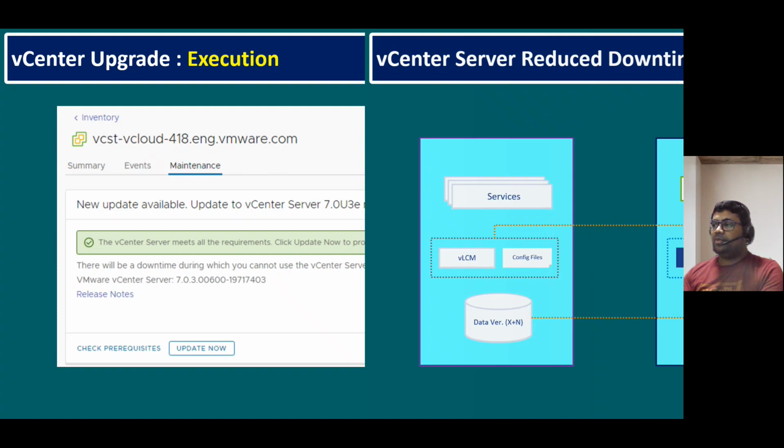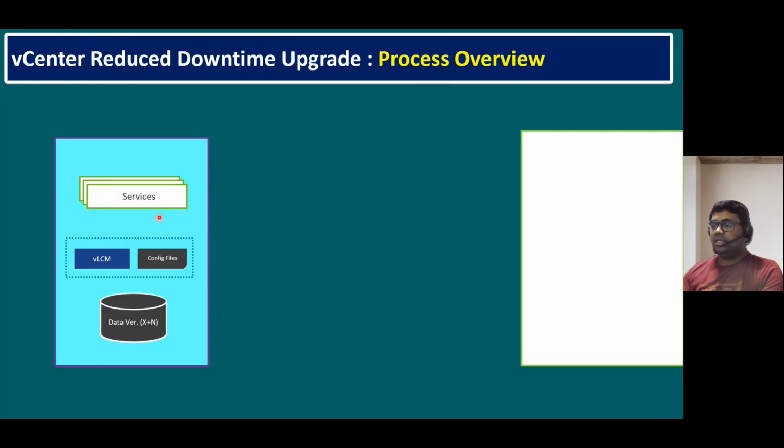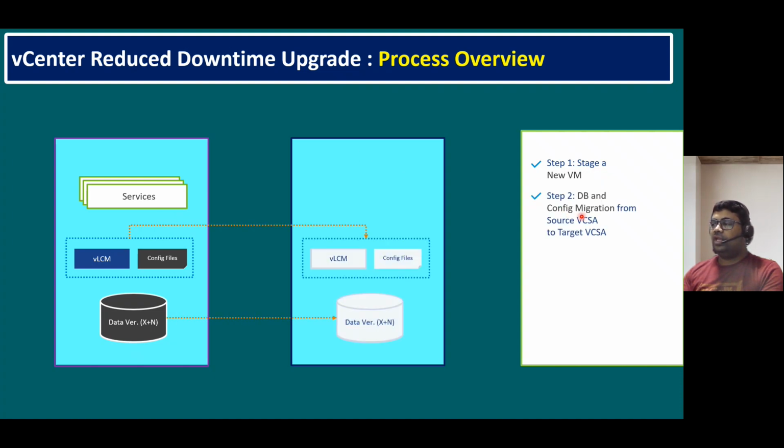Okay, now let me try to explain the upgrade process here. vCenter Server uses a reduced-downtime upgrade. The procedure mainly involves 3 steps. Migration-based upgrade minimizes downtime and applies to VMware Cloud on AWS and vSphere Plus. Let's say within our vCenter Server, we have data, LCM, config files, and services. How it upgrades is, first it prepares and stages a new virtual machine. So it creates one virtual machine first, and second, configures the migration from the source vCenter Server to the target vCenter Server. So it configures the source information on the target vCenter Server appliance.